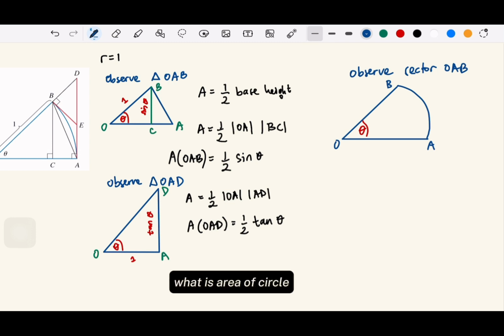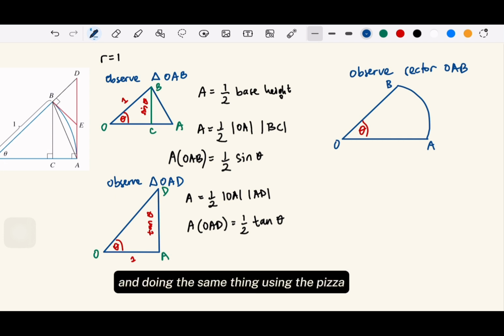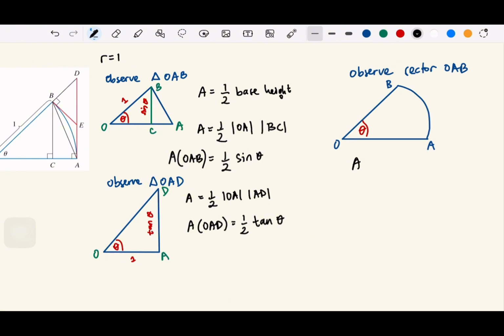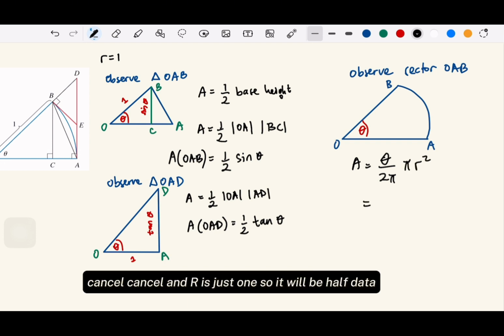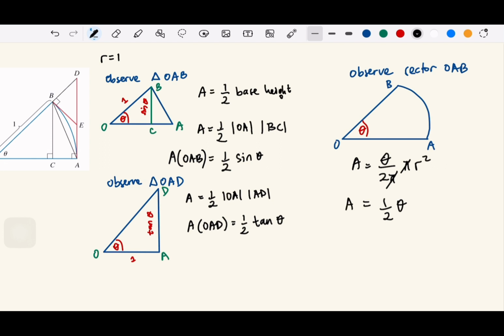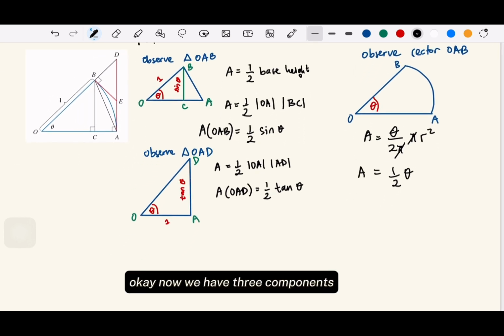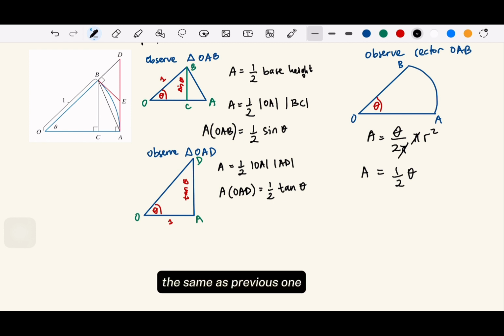You do the same thing. What is the area of a circle? Pi r squared. And we use theta over the whole circle 2 pi, multiplied with the area of the circle. So the area is theta over 2 pi multiplied by pi r squared, the pi cancels, and r is just 1, so it will be half theta. Okay, now we have 3 components, and we can use the squeeze theorem, the same as the previous one.